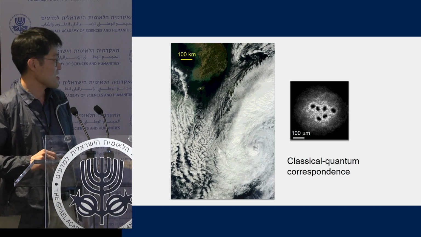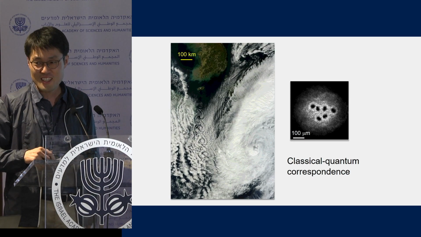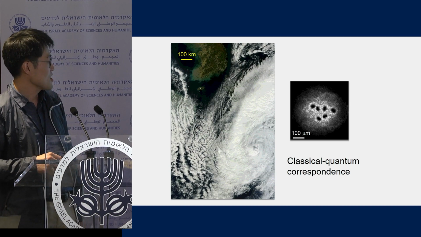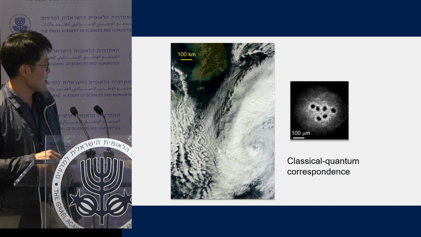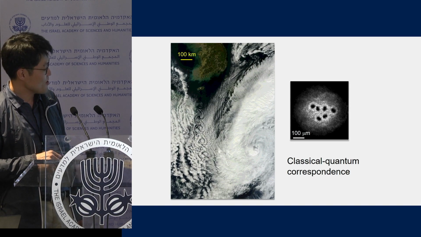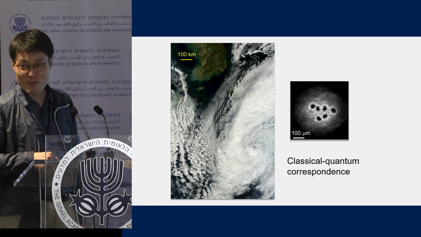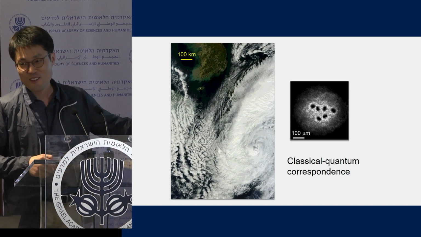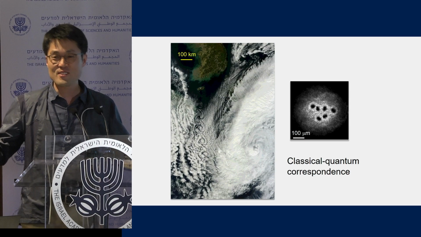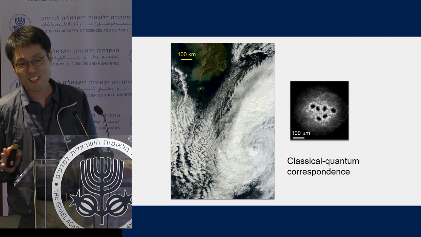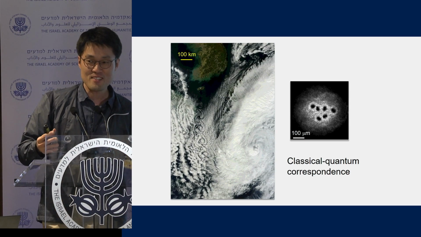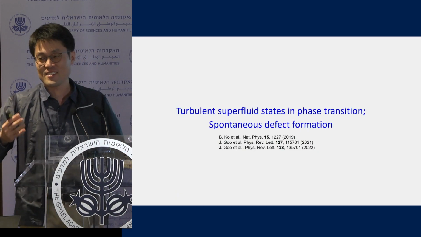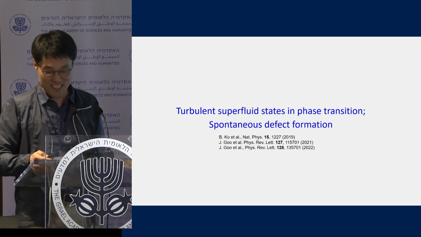So this is a cloud pattern. This is the Korean Peninsula, this is Jeju Island, here's the typhoon eye, and the wind is blowing this way, and after this obstacle you can see the nice Von Karman vortex street. But here is our sample, it's very, very small. Fundamentally they have a totally different nature, but in terms of vortex shedding they show very similar images. So it's a nice classical-quantum correspondence. I think it's very impressive.